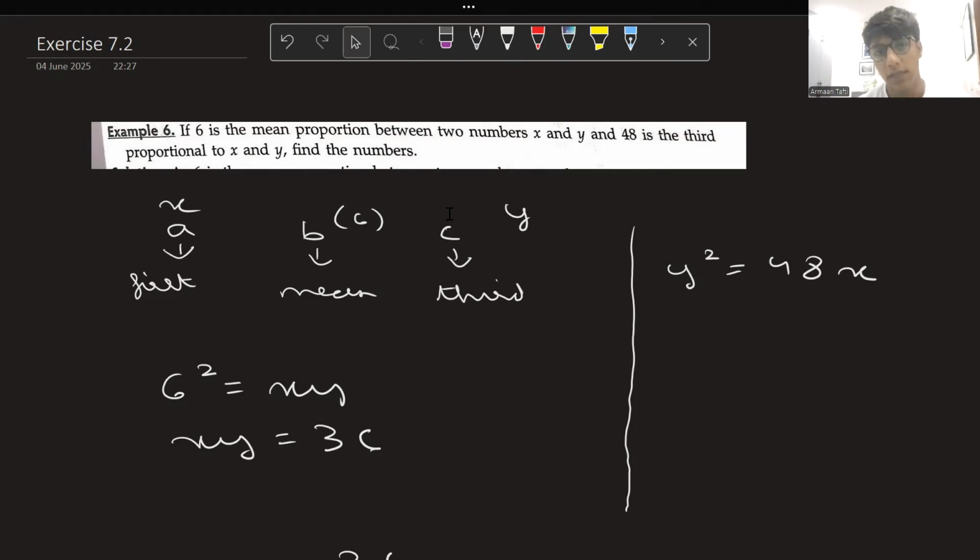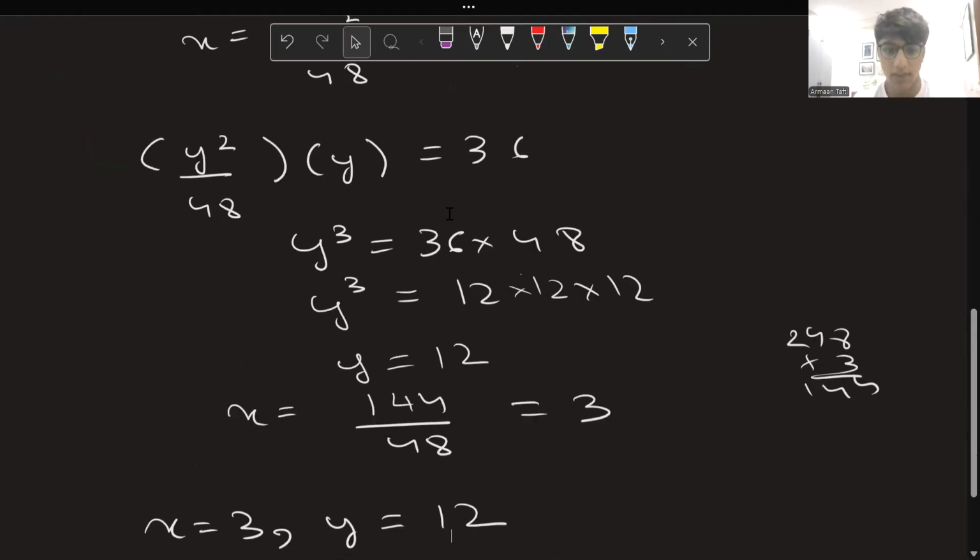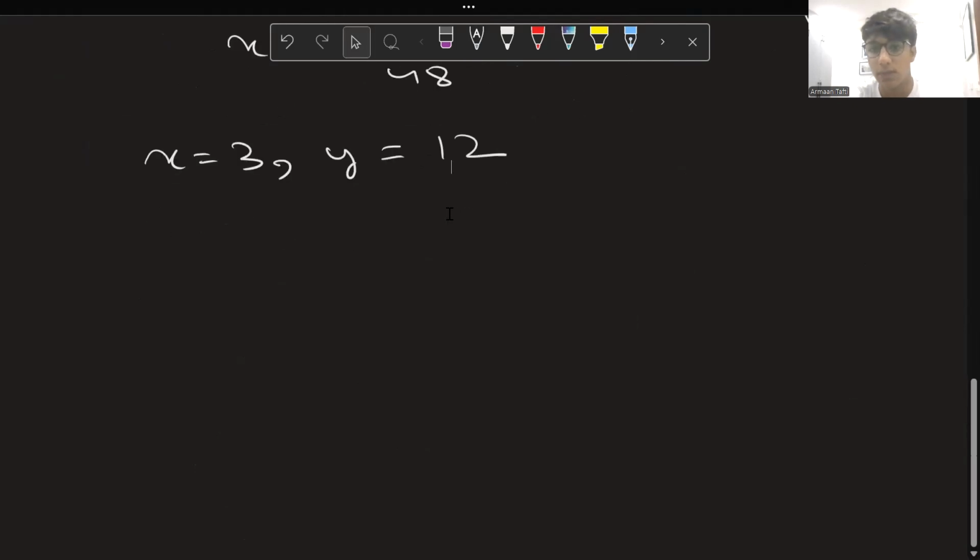And then they told us that if x and y are taken as the first two numbers, then 48 is a third proportional to it. That means that y is the mean proportion and y square is equal to 48 times x. Once we get these two equations, it's simple simultaneous linear equation solving, and you can solve this and get your answer. Now let's move on to the next question.